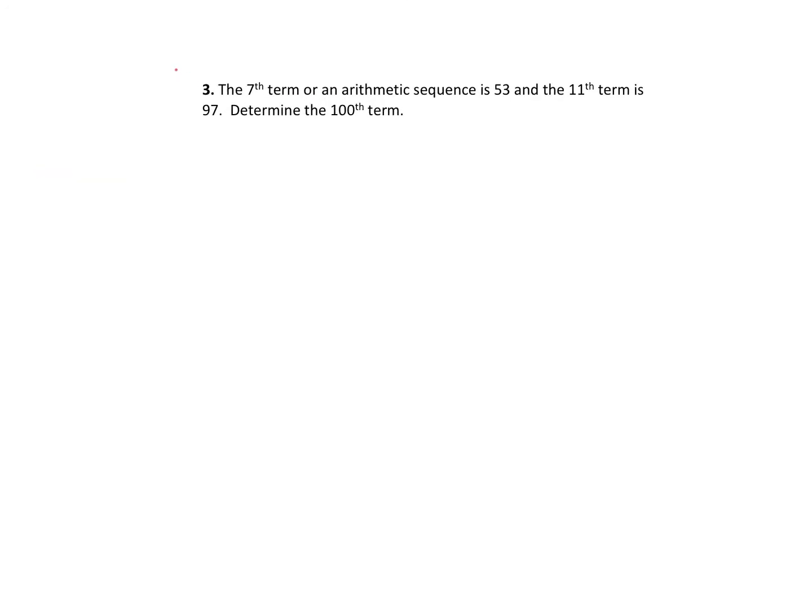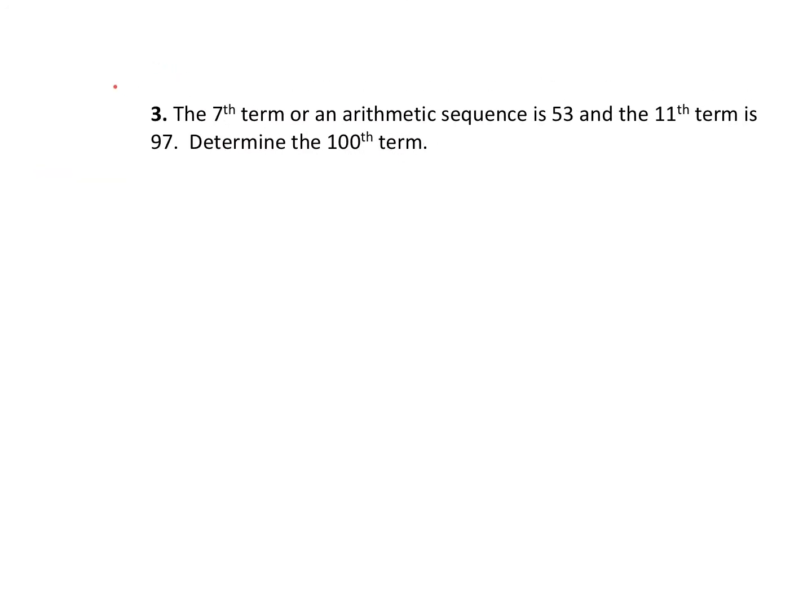Okay, in this last example, it wants us to find the 100th term. So what the question says is they've given us 2 terms in the sequence. They've given us the 7th term, that's 53, and they've given us the 11th term, which is 97. We don't know what the first term is, and we don't know what the common difference is. It does tell us it's arithmetic. So we don't know A and we don't know D. But we know T7 is 53, the 7th term. And we know T11 is 97.